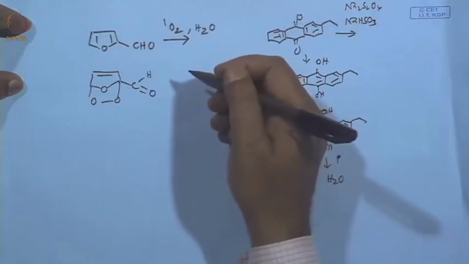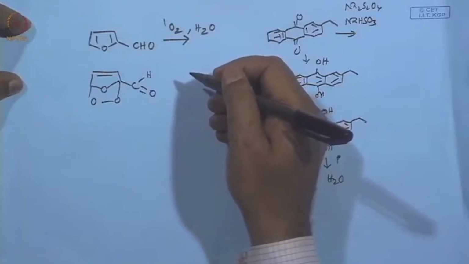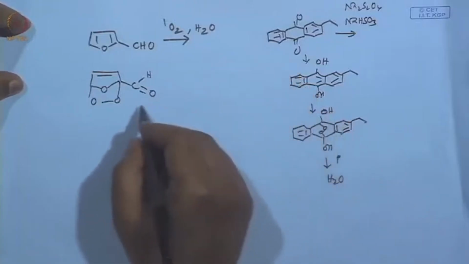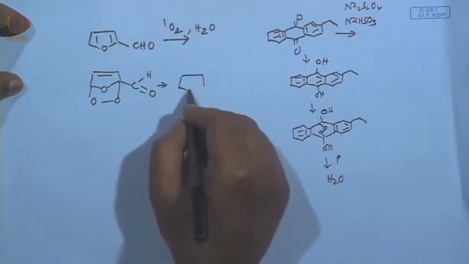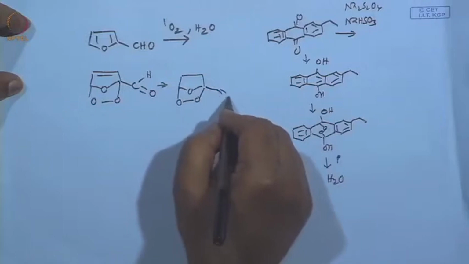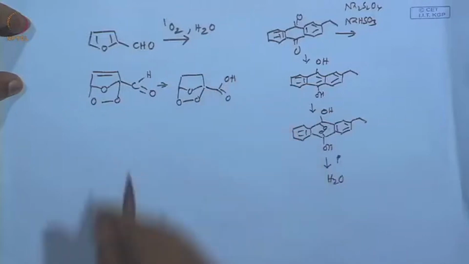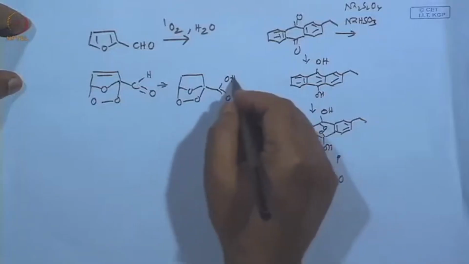Hydrogen abstraction. Hydrogen abstraction is a possibility. Let's say then you get this. Okay. So, if hydrogen oxidation is a possibility, then one can expect that this can undergo further oxidation to the corresponding carboxylic acid. Okay. And then you have a carboxylic acid, you have so many heteroatoms.